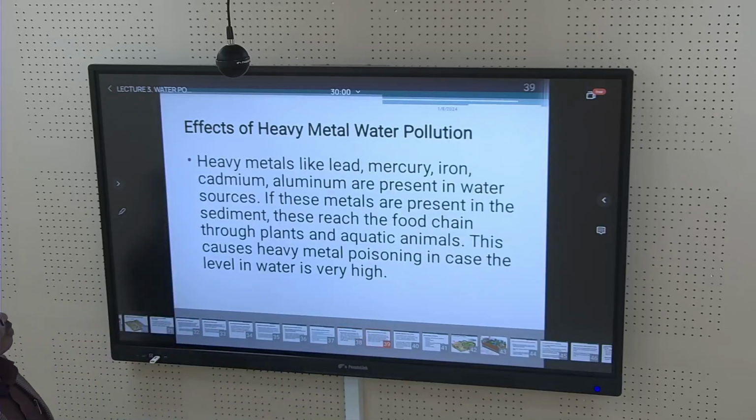Effect of heavy metal water pollution. Heavy metals like lead, mercury, iron, cadmium, aluminum are present in water sources. These reach the food chain through plants and aquatic animals. This causes heavy metal poisoning in case the level in the water is very high. That means the water table is very close to the soil for plantation.